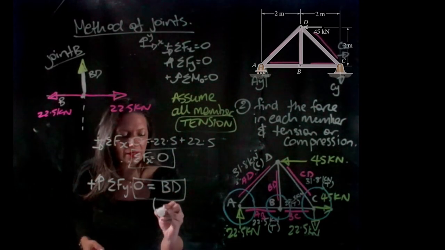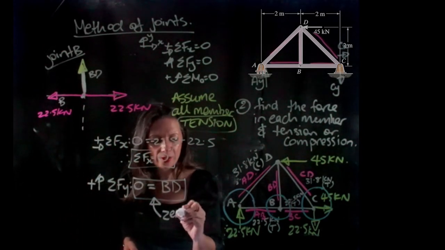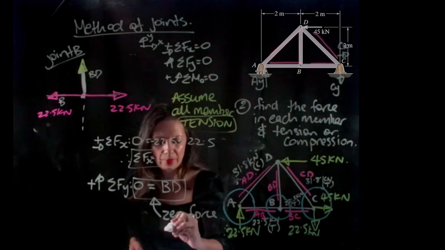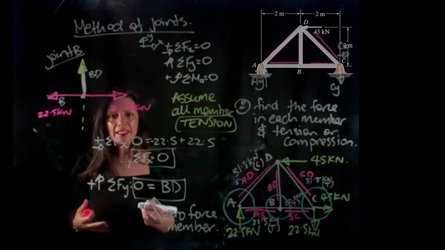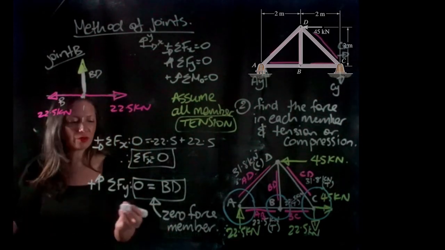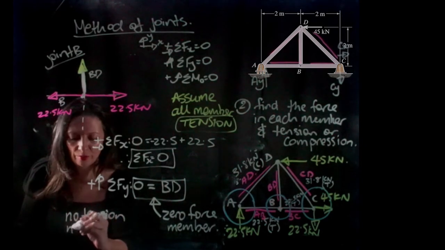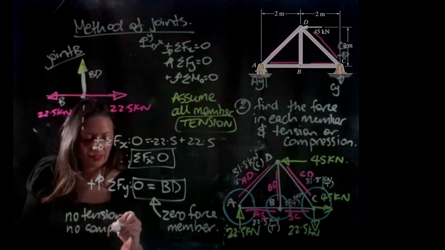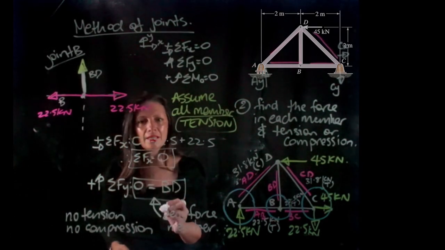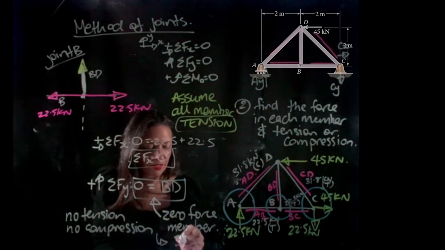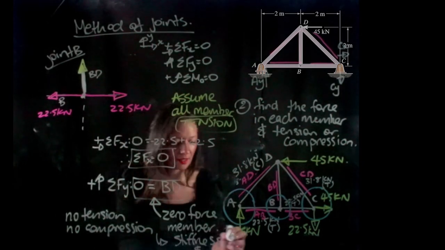So what does this mean? This means that BD is a 0 force member. So that means BD is neither in tension nor compression. So no tension, no compression. And what does this mean? It means that this member is used for stiffness in the truss and stability.